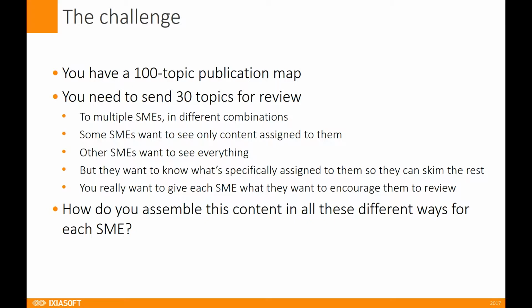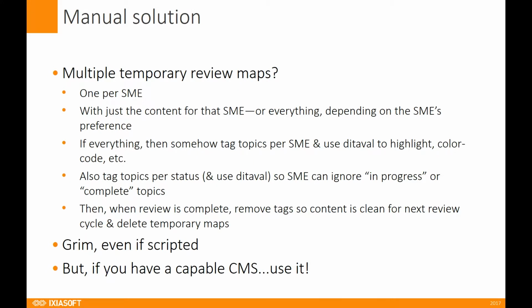But they want to know what's assigned to them so they can just skip over what they don't need to look at. And basically, you want to give your SMEs what they're asking for, because sometimes it can be really hard to get their time in the first place. And so you want to make them as happy as you can. So how do you assemble content for review in different combinations for different SMEs? That was my challenge.